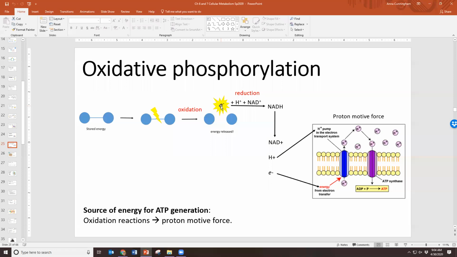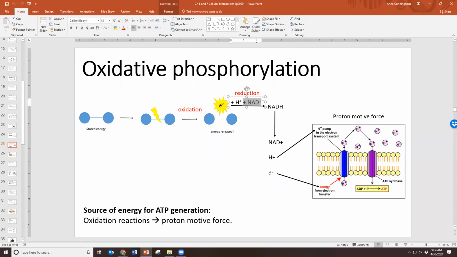With oxidative phosphorylation, you have oxidation of this. So you still break a bond and release an electron. That is oxidation. You have a paired reduction reaction. Remember, reduction is when a molecule is reduced. The molecule that is reduced is NAD+, and when it gains an electron, it also grabs up a hydrogen. So it is reduced from NAD+ to NADH.